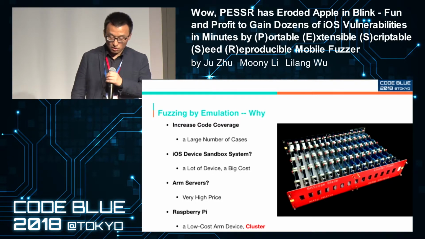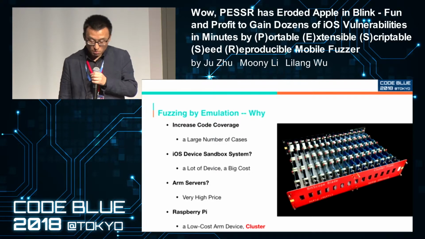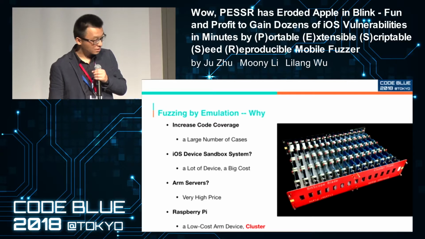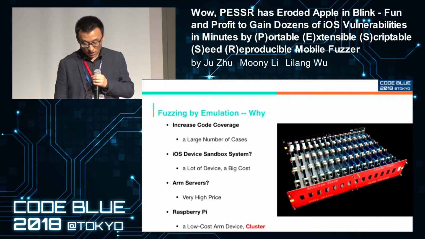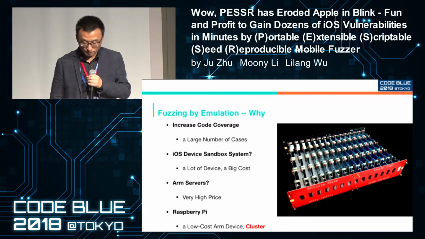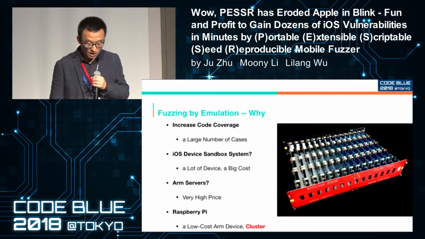The iOS XPC services are actually compiled for the ARM instruction set. So we boldly proposed the idea of replacing a large number of iDevices with ARM servers. But at present, a large ARM server's price is very, very high. So we chose a low-cost ARM device, the Raspberry Pi. Then we use a Raspberry Pi cluster to construct an ARM device cluster, which is almost close to the current mainstream ARM server.